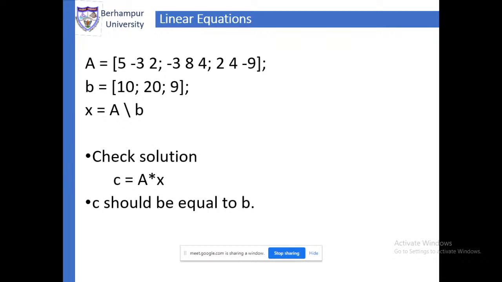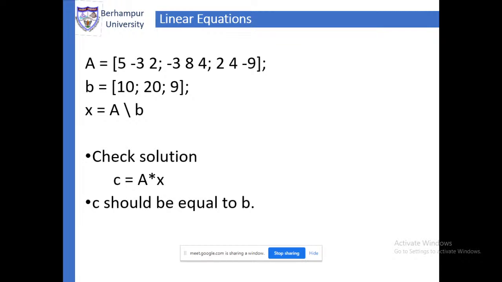As I told you, this equation we have put in the form Ax is equal to B. A is a matrix, X is a matrix, and B is a matrix. Now Ax is equal to B. To find X, what we have to do is multiply the inverse of A on both sides, on the left side. So A inverse Ax, that is X. So A inverse Ax is equal to A inverse B.